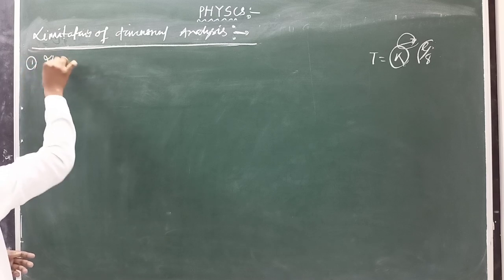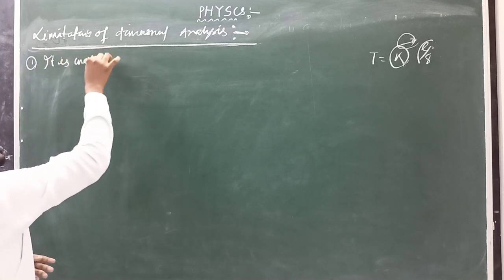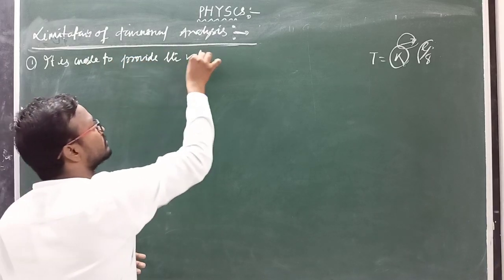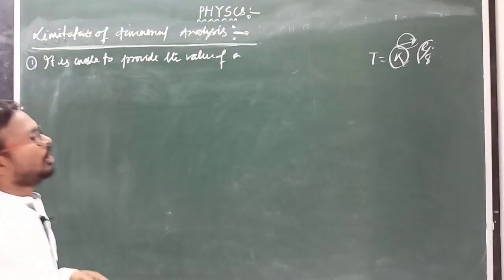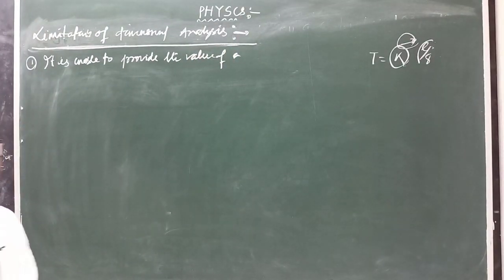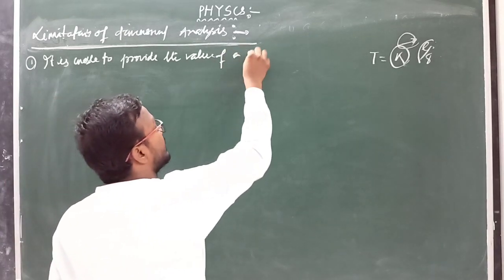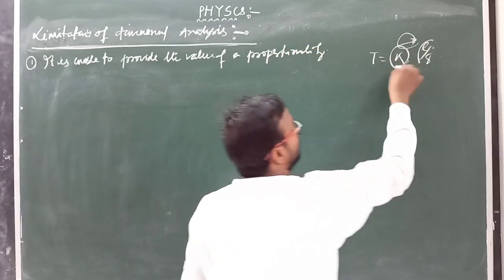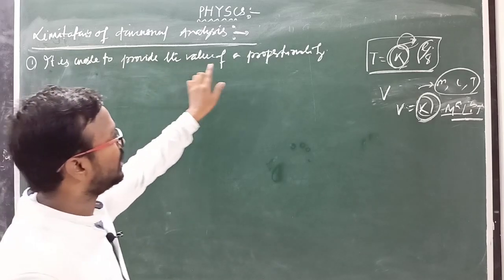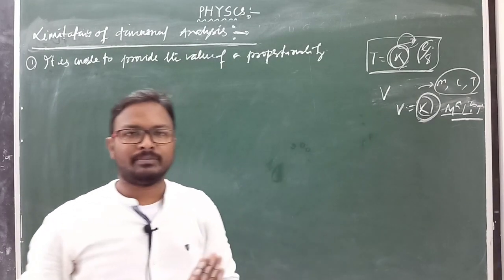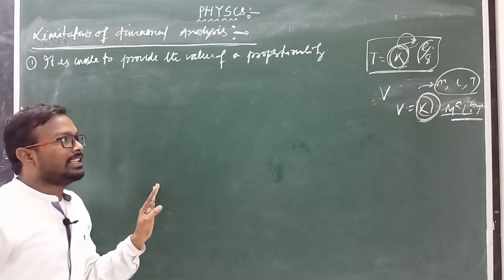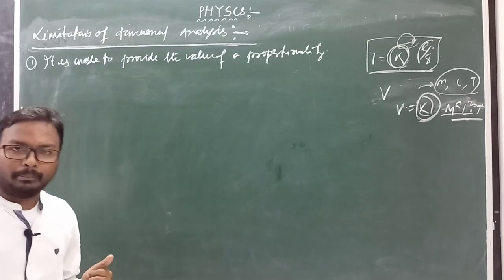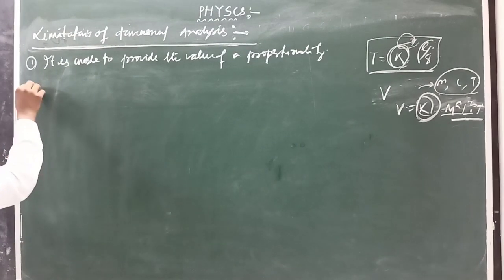First limitation, it is unable to provide the value of a proportionality constant. That means this constant. So it is unable to provide the value of the proportionality constant by using dimensions, but you can find its value by using another experimental method. So this is an important limitation of dimensional analysis.